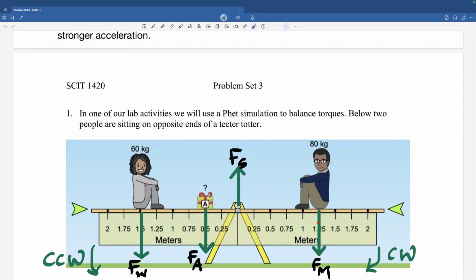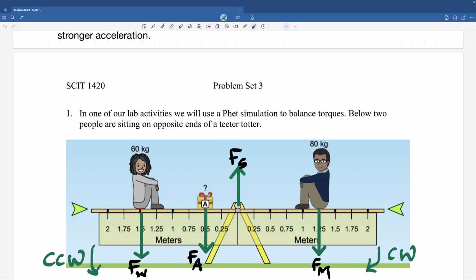Okay, 1.25 meter here, and there's 1.5 meter. This is the axis of rotation, because that's where the teeter-totter is going to rotate about. And there's also an object, let's call it the mystery object, because we do not know its mass. So that is A. So you have three objects. That means there are three forces acting vertically down.